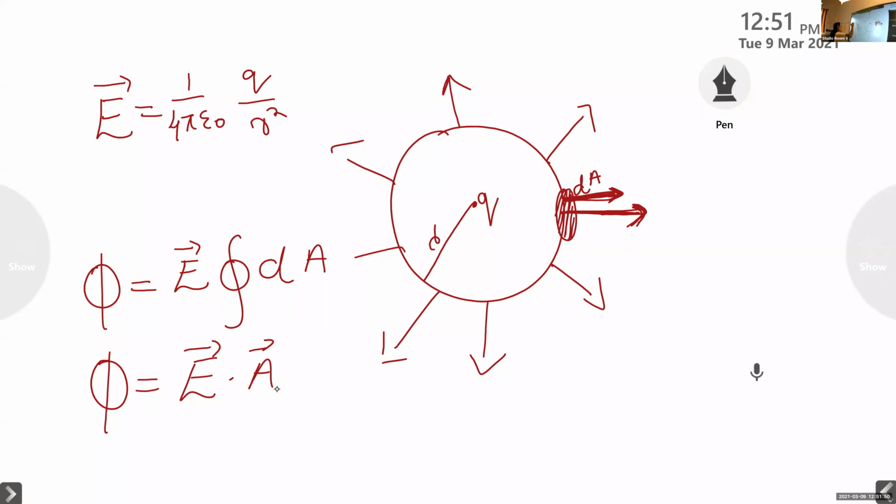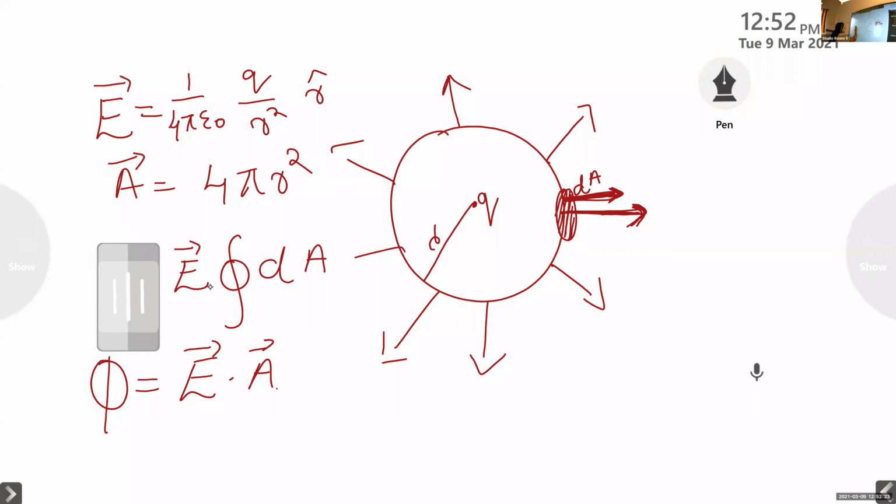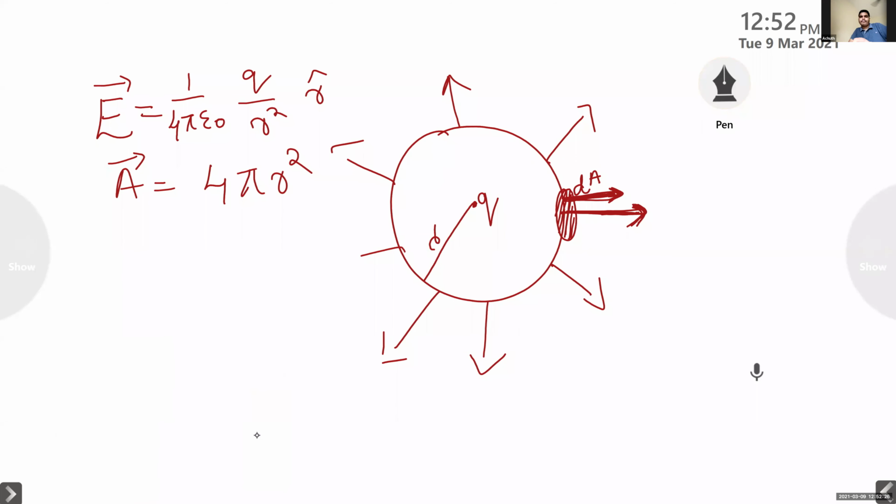And what is A? A is the area of the sphere. Ma'am, as it is a vector, don't we have to add R cap? Yes, R cap is there. What is the equation for calculating the area of the sphere? A is equal to 4 pi R square. Did you study that in mathematics? Yes, ma'am.